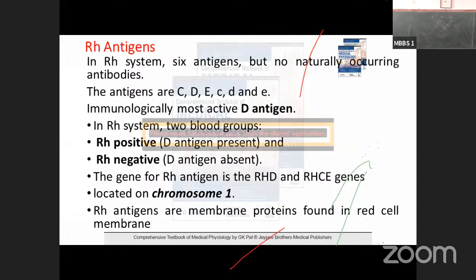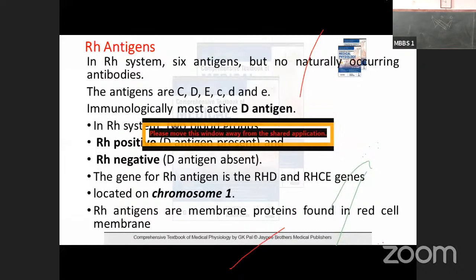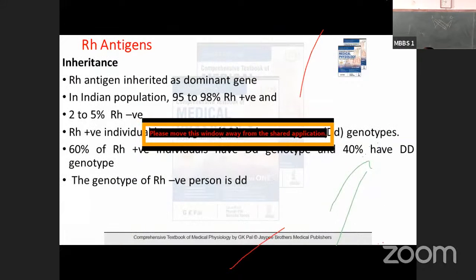They are located on chromosome number 1. They are also membrane proteins and are found on the red cell membrane. Rh antigens are also membrane proteins. Inheritance: 95 to 98% of people are Rh positive, only 2 to 5% of people are Rh negative.